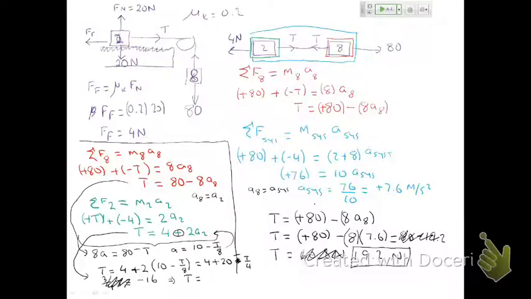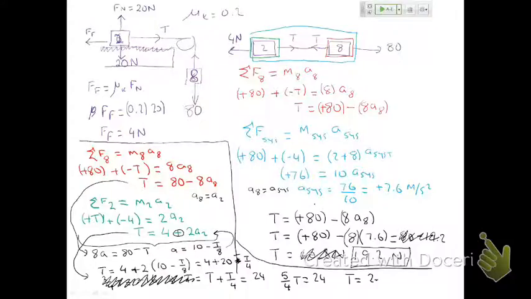So then what do we have? We have T plus T over 4 is equal to 24. Which gives us that 5 over 4T is equal to 24. I'm feeling good about this, I think. So T is equal to 24 times 4 over 5, which equals what? 19.2.